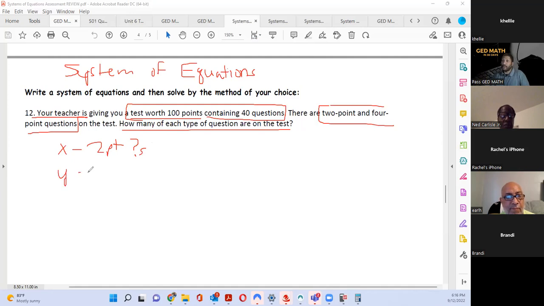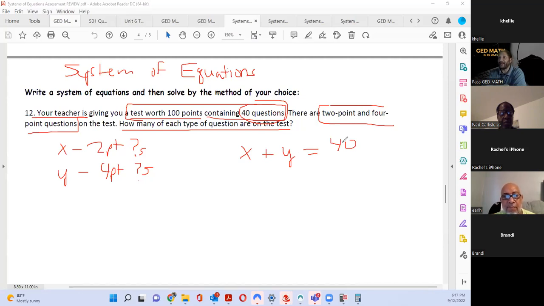And my Y is my 4-point questions. Sorry about the handwriting on the screen. Now, we don't know how many 2-point questions there are. We don't know how many 4-point questions there are, but we do know there's how many questions? 40. So X number of 2-point questions plus the number of 4-point questions equal 40. That's our first equation. Does everybody understand how I got that first equation from this word problem?